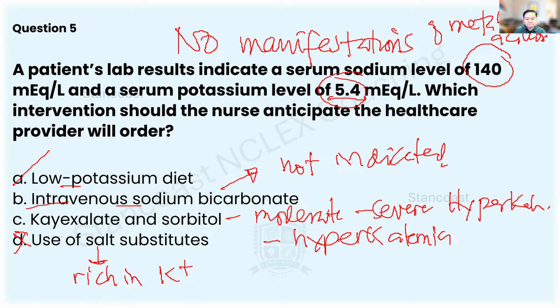Okay? And remember, guys, that when you have a patient that has severe metabolic acidosis, there is also a high level of potassium, severe levels of potassium. And so this is not indicated in this scenario. Same thing with letter C and letter D. Guys, our correct answer for this test question is letter A. This is manageable by restricting potassium intake.